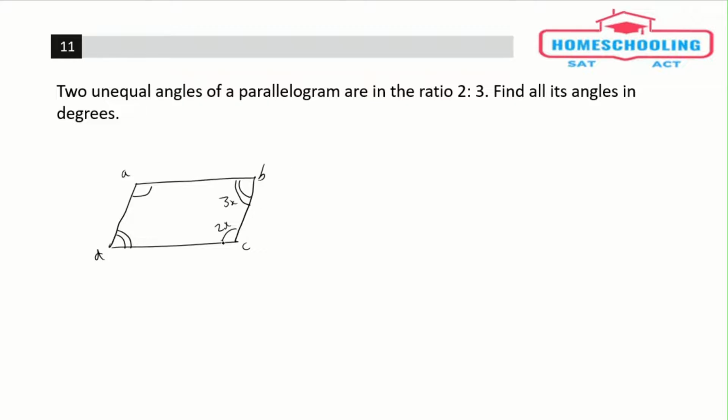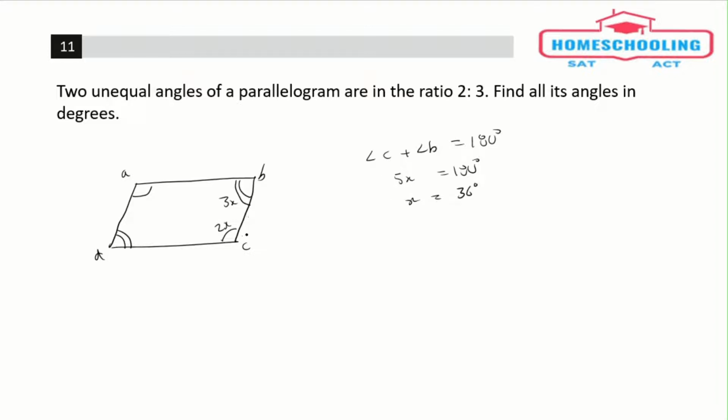And as we know the property that the sum of two adjacent angles is supplementary, that is 180 degrees. So angle C plus angle B is 180 degrees. So 2x plus 3x, that would be 5x, hence x would be 180 degrees divided by 5, that would be 36 degrees.